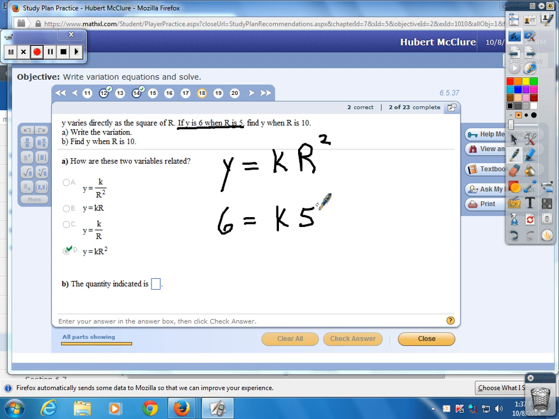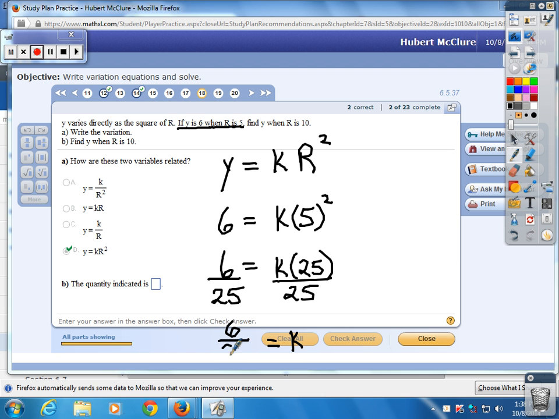Now let me ask y'all a question. If you're given Y and R, what is the only thing that you can find? What's the only thing left? Okay. All right, so 6 is equal to K times what? 25. And how do you get rid of multiplying by 25? Divide by 25. So K is equal to what?